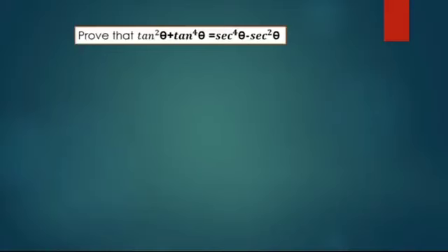Prove that tan square theta plus tan to the power of 4 theta is equal to secant to the power of 4 theta minus secant square theta. Solution. Here LHS is equal to tan square theta plus tan to the power of 4 theta. Now take common in these two terms. Here tan square theta is common. So tan square theta into 1 plus tan square theta.